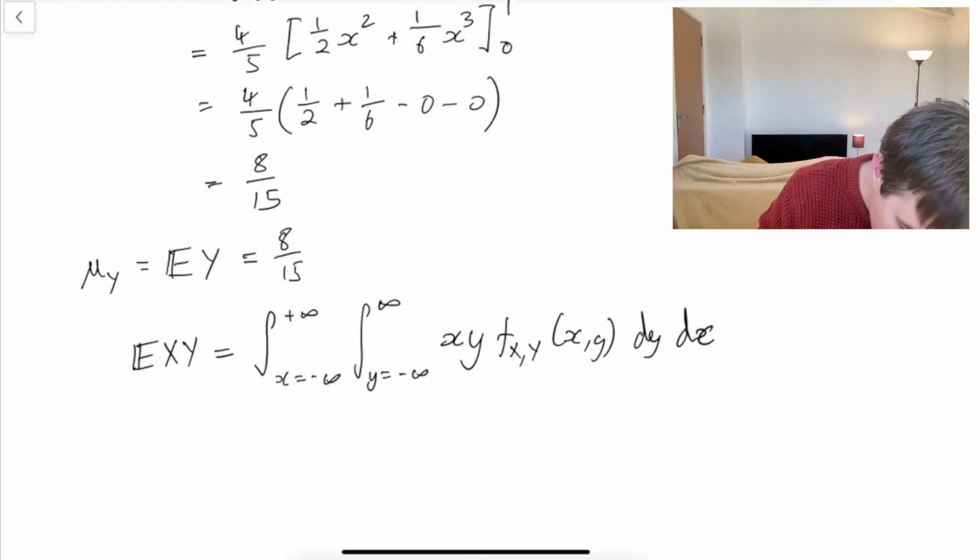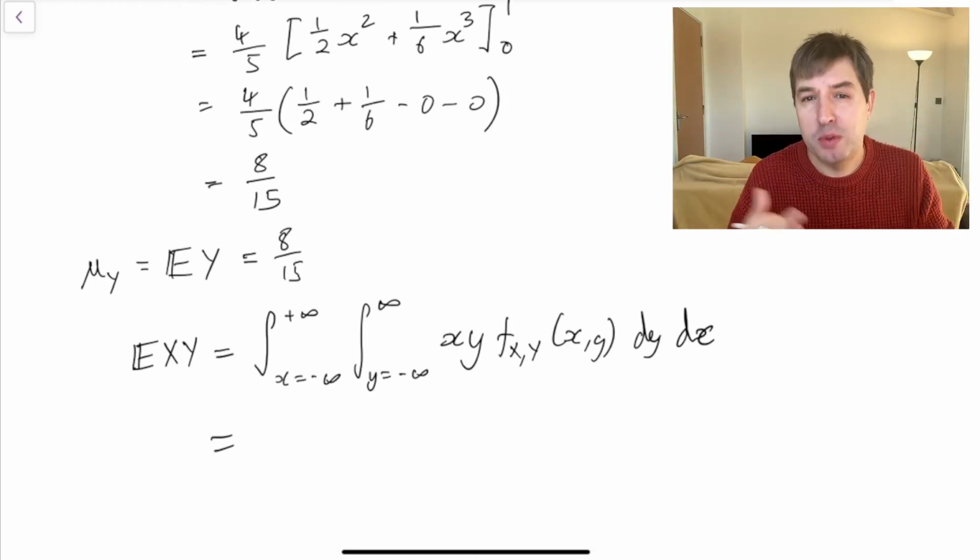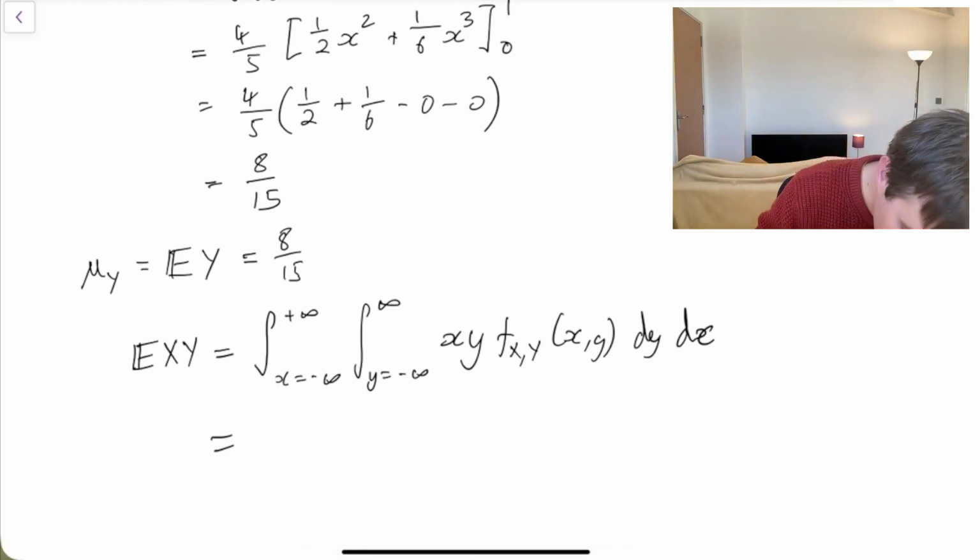So in our case here, again, we know that this is 0 apart from when x and y are both between 0 and 1 for our example. So for our example, this can be integrals from 0 to 1.